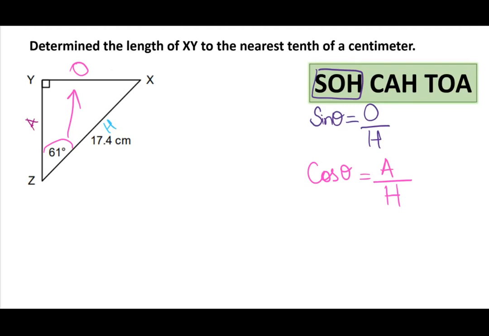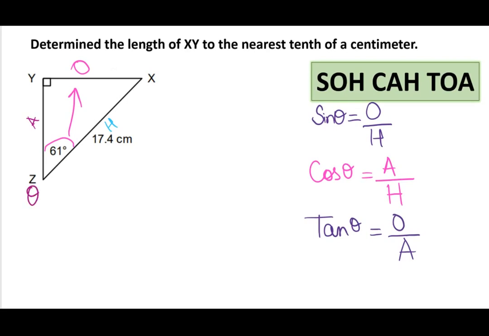Now the last ratio is TOA. T stands for tan theta equals, O stands for opposite over adjacent. A stands for adjacent. Now, these ratios are really important, and you need to memorize these. All you need to do is memorize SOH CAH TOA. Okay, so we have the ratios written down. Now let's write down what's given to us.